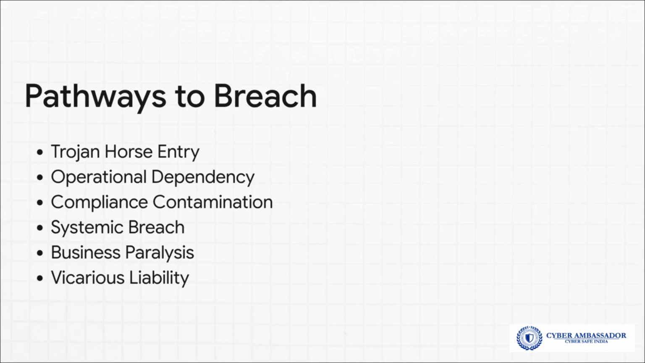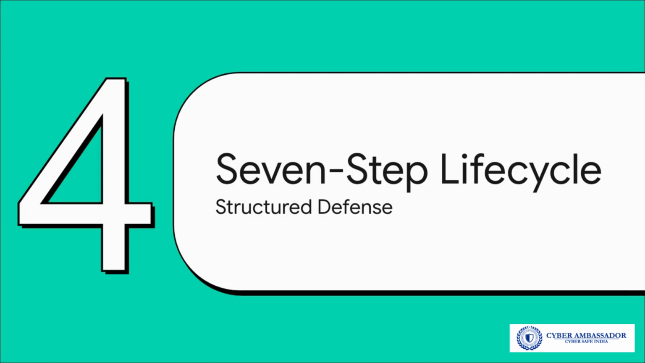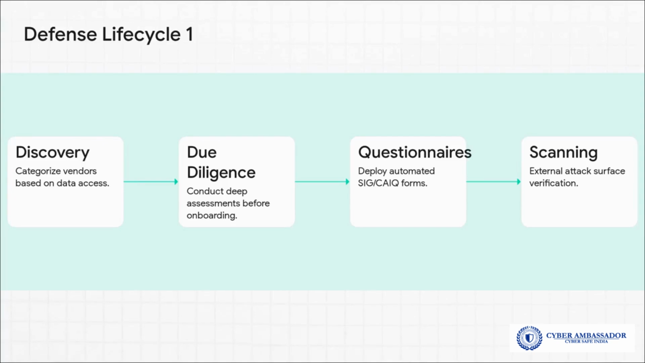One compromised vendor credential really can cause a full-scale network intrusion. Section 4, the 7-step defense lifecycle. Time to talk solutions and the structured framework used to combat these exact threats. Let's walk through the first half of this lifecycle, taking a vendor from initial discovery all the way to a rigorous evidence-based assessment. It kicks off with Step 1, vendor discovery and tiering.